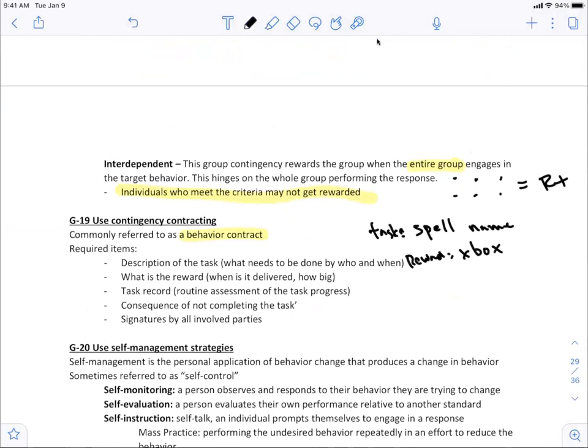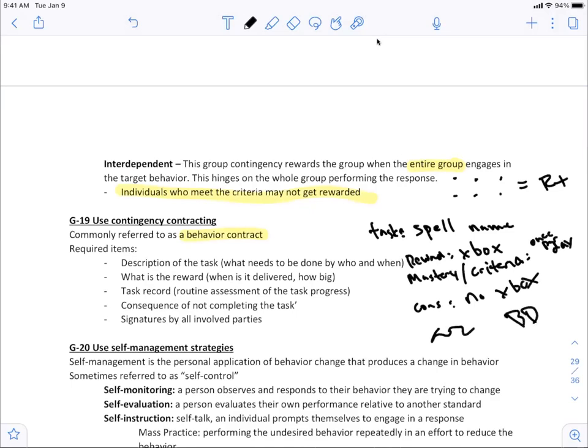Task record. Okay. Routine assessment of task. Ongoing assessment of task. Okay, what is your criteria? What is your mastery? So we need some sort of mastery, right? Or criteria, which is our record. How are we going to measure it? Okay, so it needs to happen once per day. What's the consequence of not completing task? Consequence, no Xbox. All right, and then signatures. Signature, and then, all right.